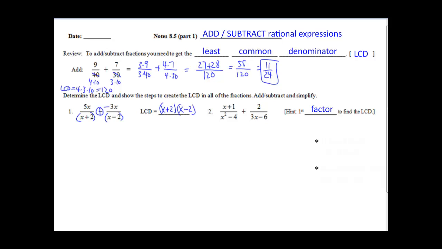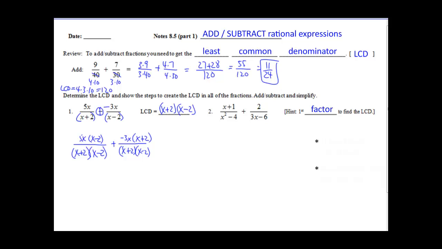So what's missing? If we notice, we need an x plus 2 and an x minus 2. We're missing the x minus 2, so we're going to multiply the top 5x by x minus 2. Put a plus. Again, we have x plus 2, x minus 2. We're going to need to multiply this negative 3x by x plus 2. Now we can simplify. Again, be careful with this little minus sign. If you left it a minus inside, make sure you do distribute that negative through when we simplify.